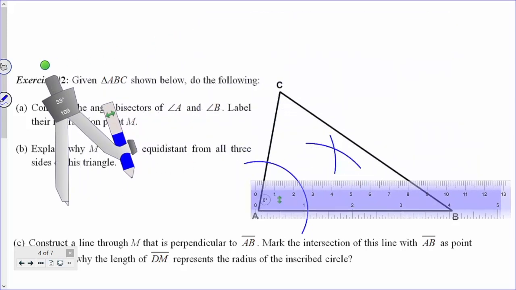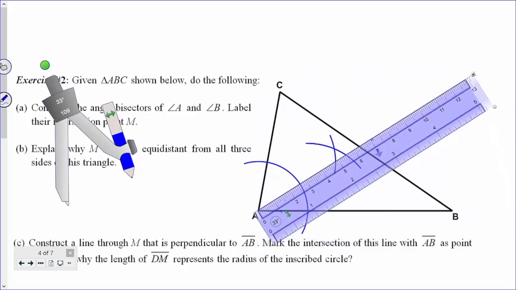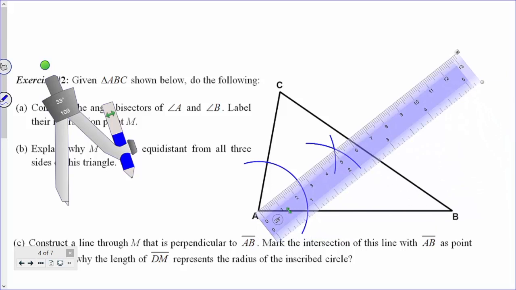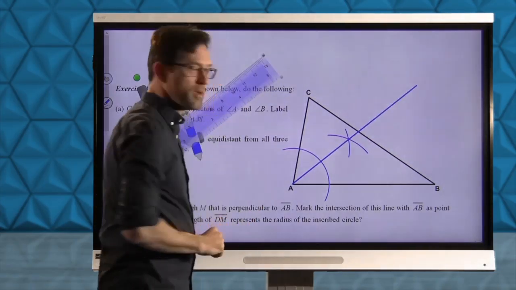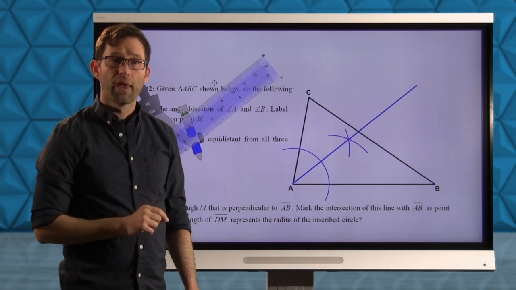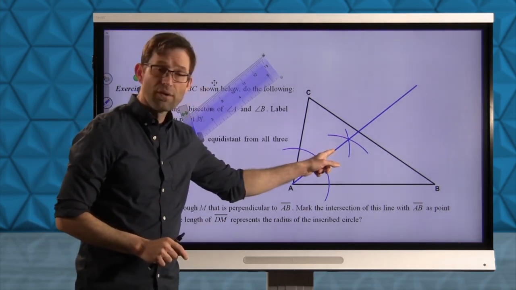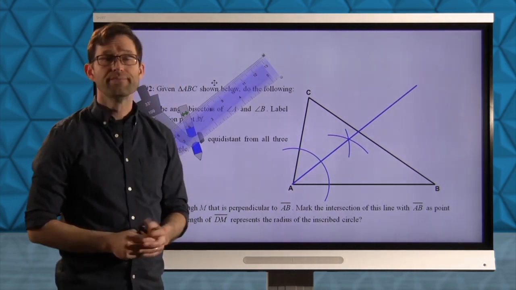Let me bring down my straight edge now. Hopefully you had your straight edge already. Let's draw in that angle bisector. What I'd like you to do now is pause the video and bisect angle B. Make sure that bisector is long enough that it also intersects this bisector. Go ahead and do that.